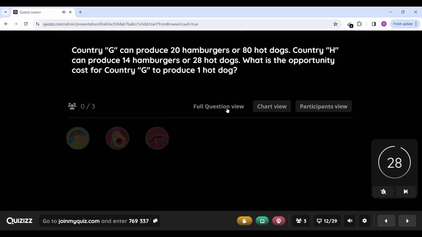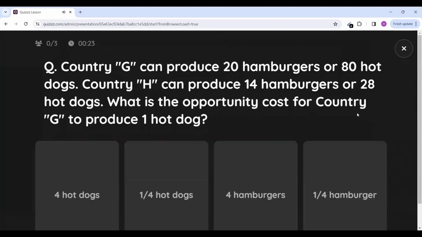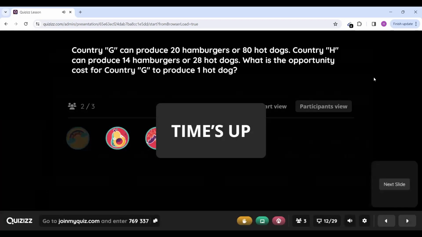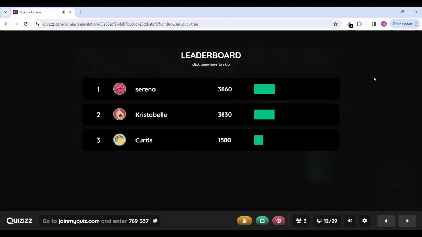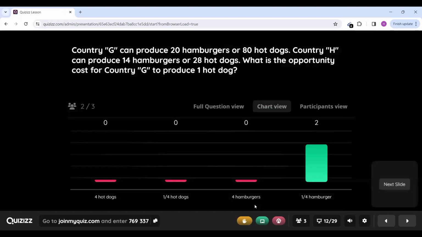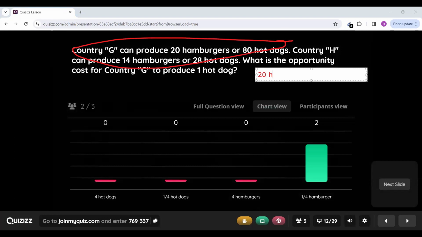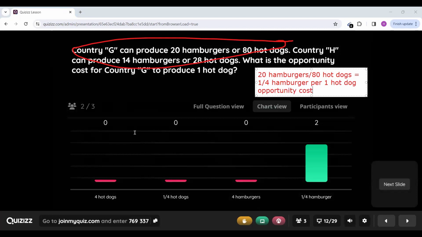Country G can produce 20 hamburgers or 80 hot dogs. Country H can produce 14 hamburgers or 28 hot dogs. What is the opportunity cost for country G to produce one hot dog? One quarter hamburger. You take this information again and do 20 hamburgers divided by 80 hot dogs, which equals a quarter hamburger per one hot dog opportunity cost.